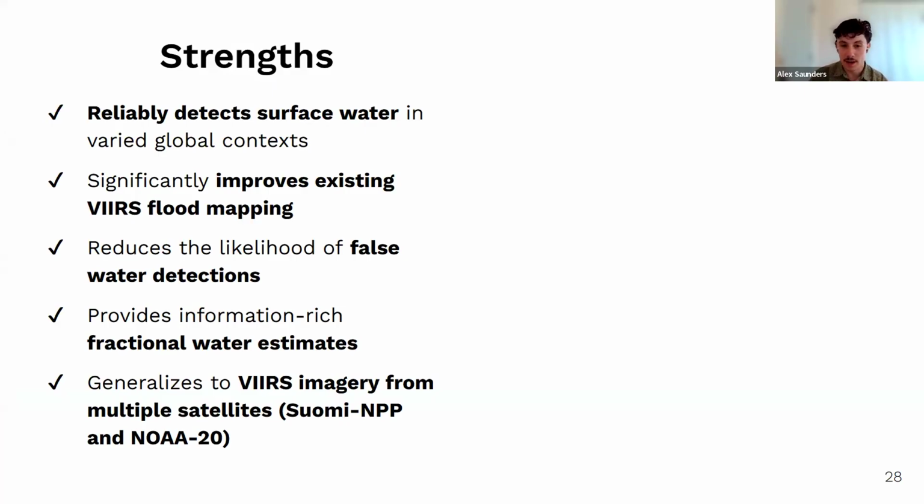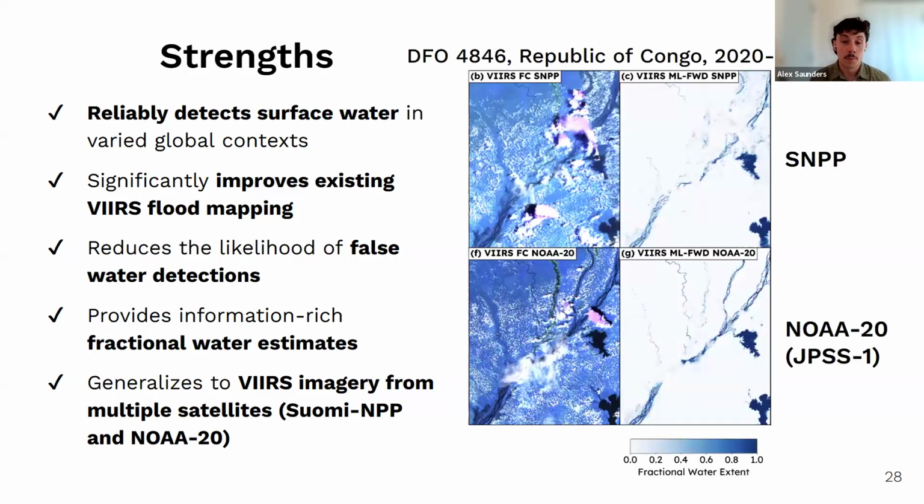One thing we also had to test was how well it generalizes to different types of VIIRS imagery. So all of the training we did was using the Suomi NPP satellite. And we just readily applied our algorithm to data from the NOAA-20 satellite and found that the predictions look just as good. This is an example here from the Republic of Congo, and the first row is using Suomi NPP data, and the second row is using NOAA-20. And really the main differences in the water extent outputs are driven by just shifts in clouds between the overpass time of these two satellites.